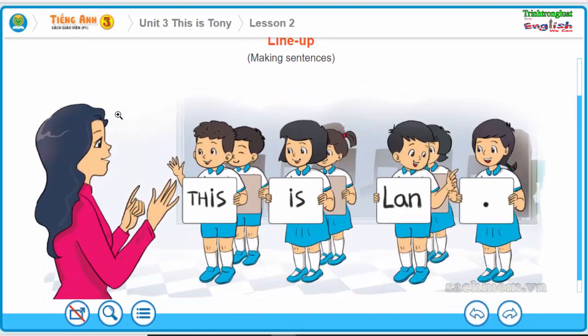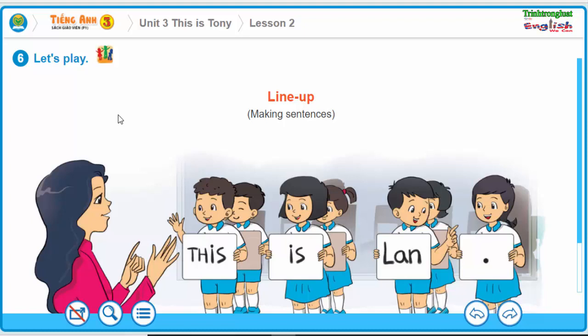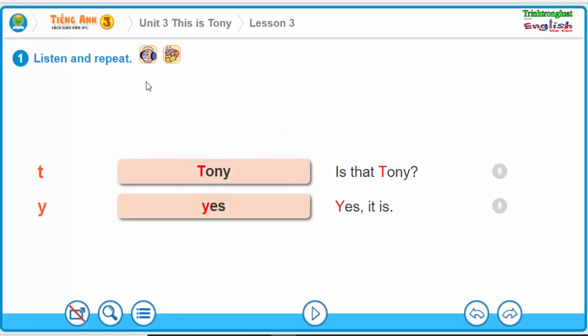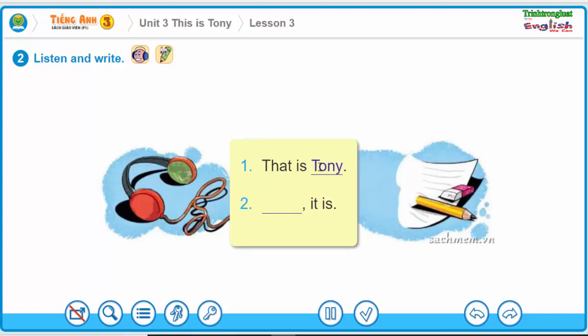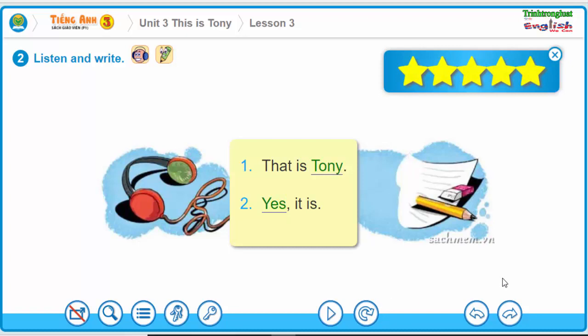Six. Let's play. One. Listen and repeat. Tony. Is that Tony? Yes, it is. Two. Listen and write. One. That is Tony. Two. Yes, it is. Excellent.